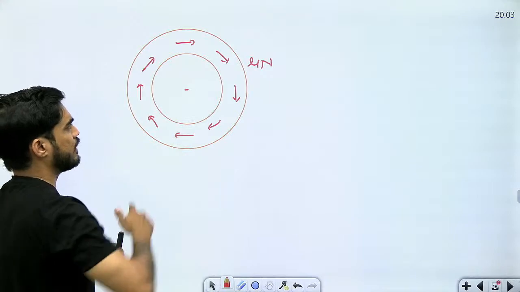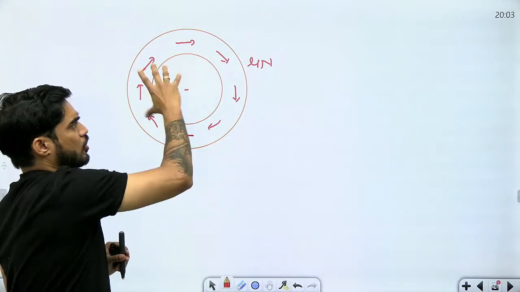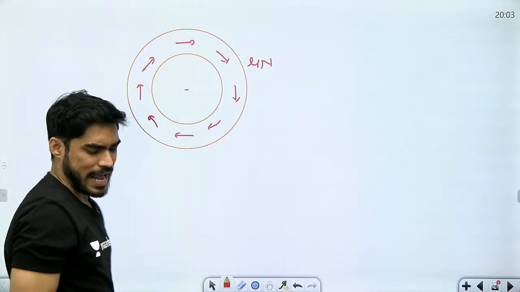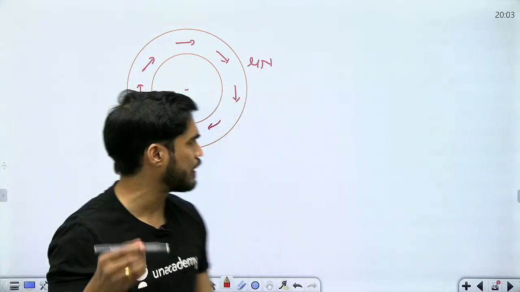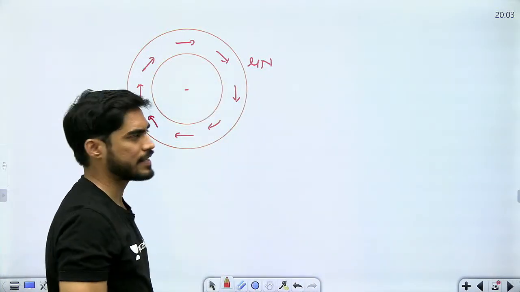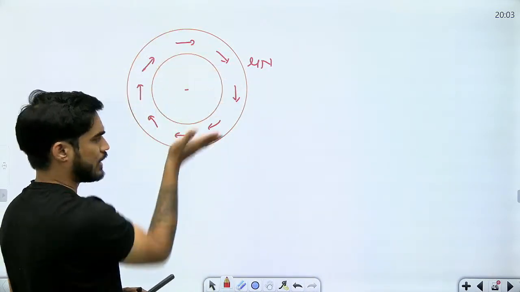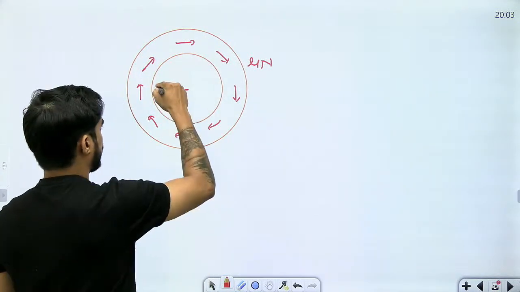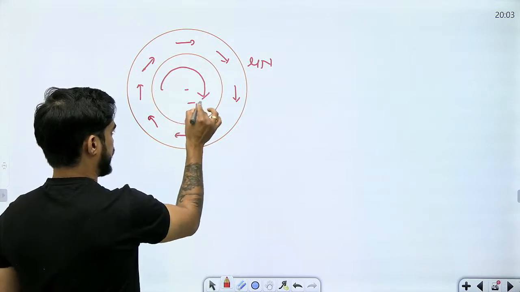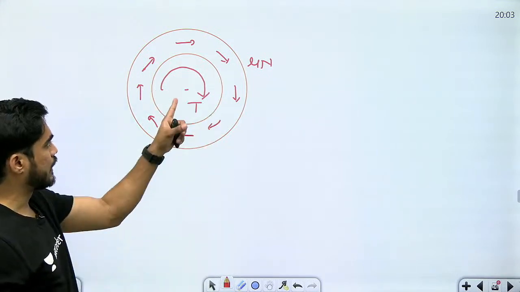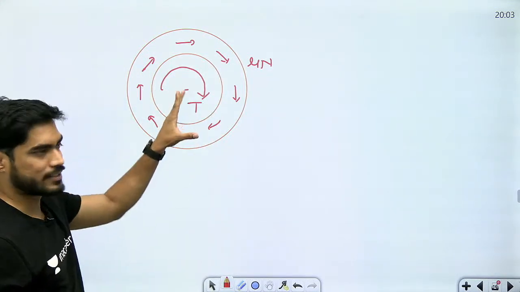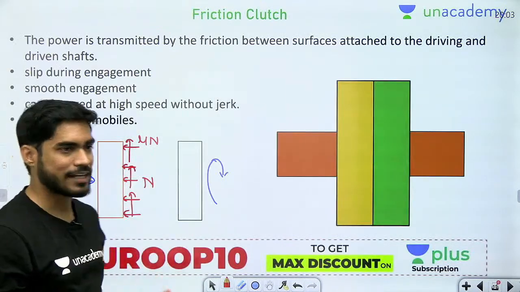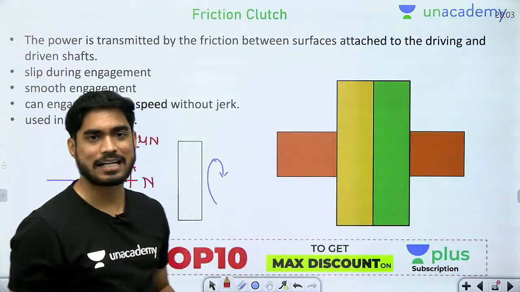So beta, this friction force will apply a torque on this. The friction force is acting parallel to the surface. Normal force is acting perpendicular to the surface. Friction force is acting parallel to the surface. So this friction force will apply a torque like this, right? So beta, due to this torque, this second body will start rotating.